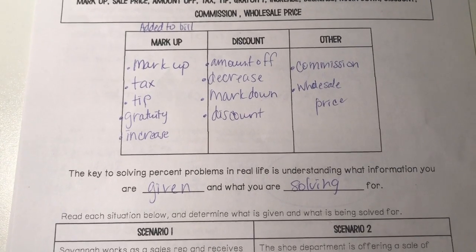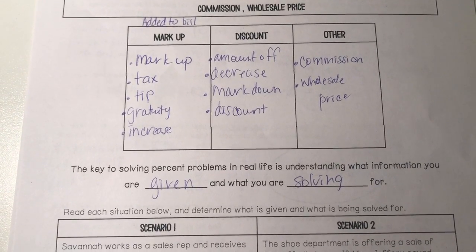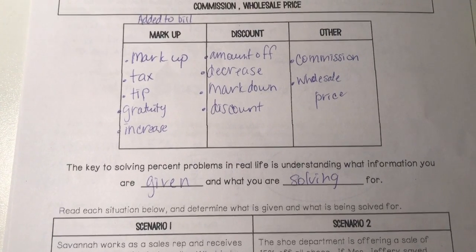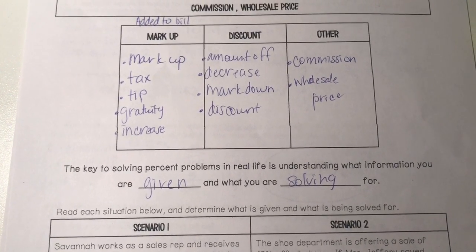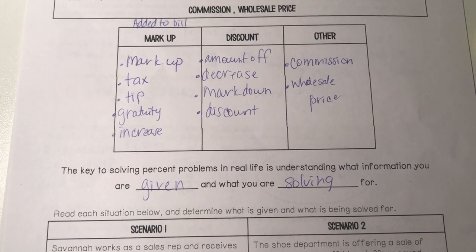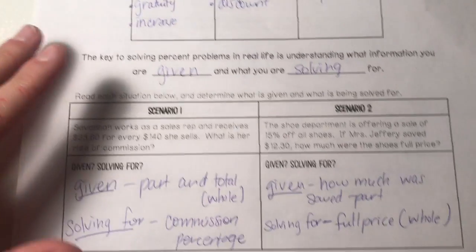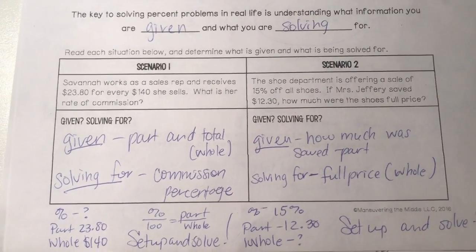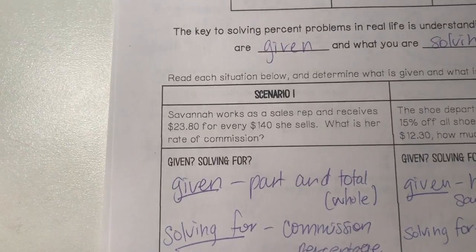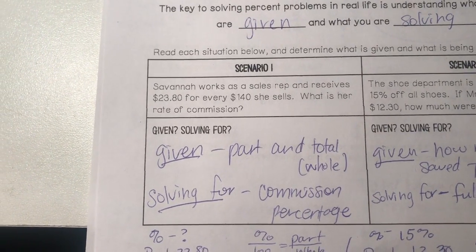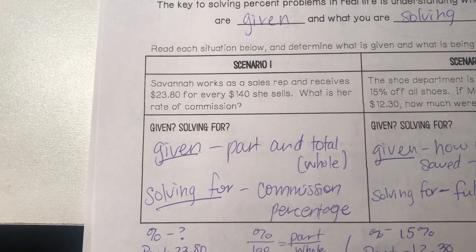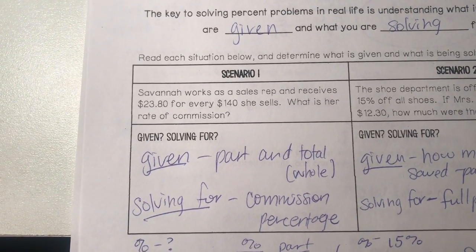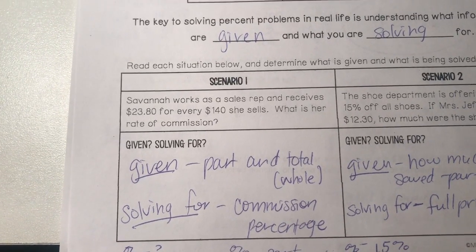All right, this next sentence says the key to solving percent problems in real life is understanding what information you are given and what you are solving for. So fill in those blanks as well. Again, pause the video as you need to so you get everything filled into your notes today. These two down here, I'm not going to solve them completely. I'm going to encourage you to stop the video and do that. But we're going to look at these two scenarios and determine what we're given and what we're solving for. Scenario 1: Savannah works as a sales rep and receives $23.80 for every $140 she sells. What is her rate of commission?